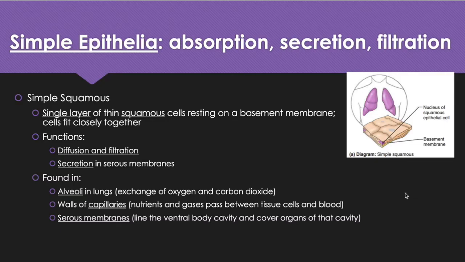Where we would find simple squamous would be in the alveoli in your lungs, those small little air sacs where diffusion occurs to get oxygen into your blood. We would have it in the walls of our capillaries, so it allows for that diffusion to happen. Nutrients and gases pass in between what's in your cells and what's in your bloodstream. And then serous membranes are going to line our ventral body cavities. So if you remember back when we reviewed body cavities, that would include your thoracic cavity, abdominal cavity, and pelvic cavity. And they cover organs that we would have in that ventral body cavity.